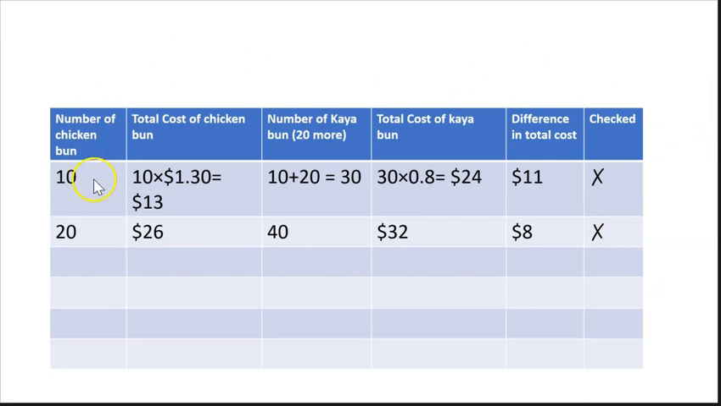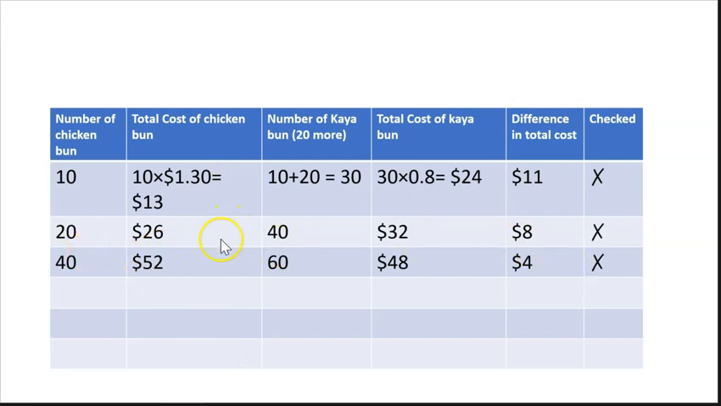As the number of chicken buns increases from 10 to 20, the difference in total cost becomes lesser. So our next guess should be bigger than 20 so that our guess will be closer to the correct solution. Our next guess is 40 and that's what we get.